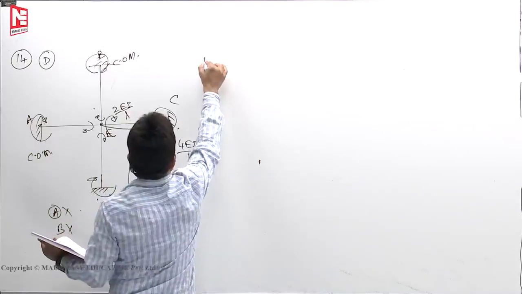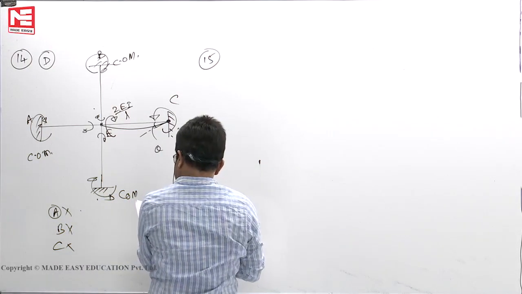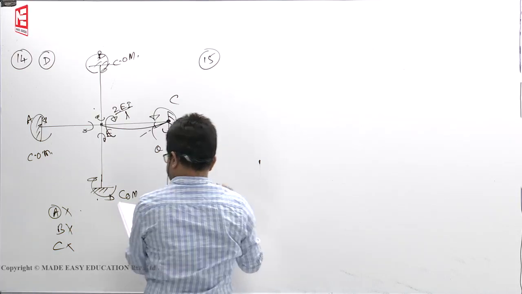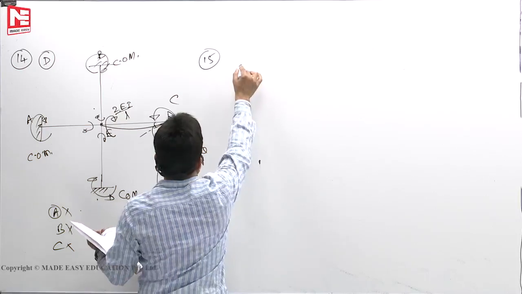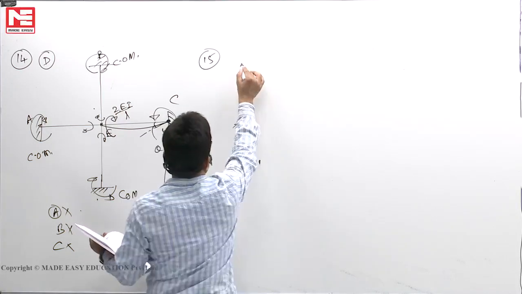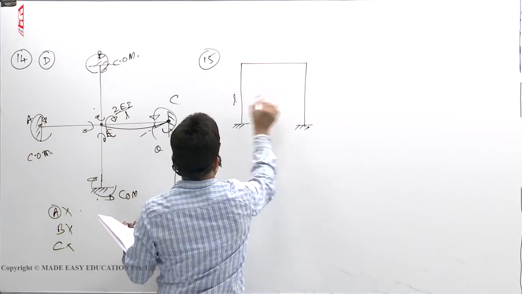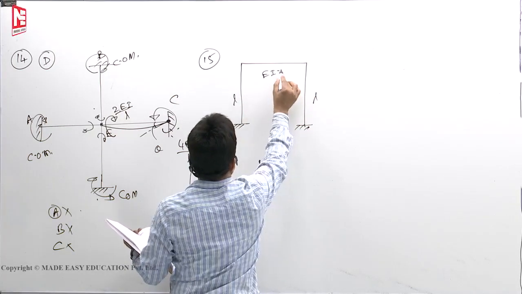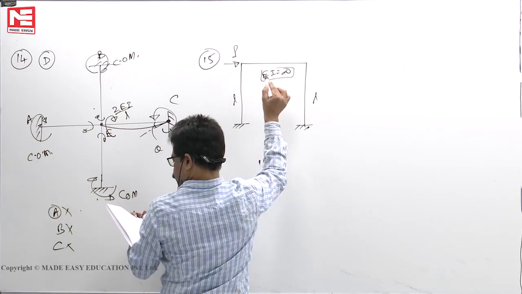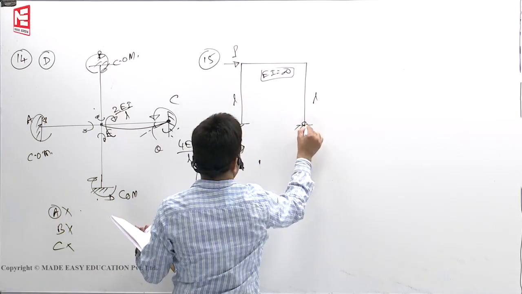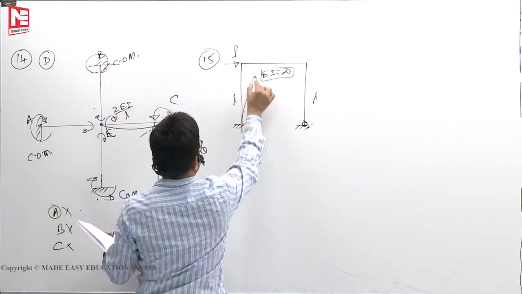Okay, next, 15th. What is the horizontal sway of point A of the portal frame shown in the figure above? See here, this is a problem we solved in the class. This length is L, EI is infinity, load is P. This is a hinge support. When you put a circle, it is a hinge. So this is the deflection profile.